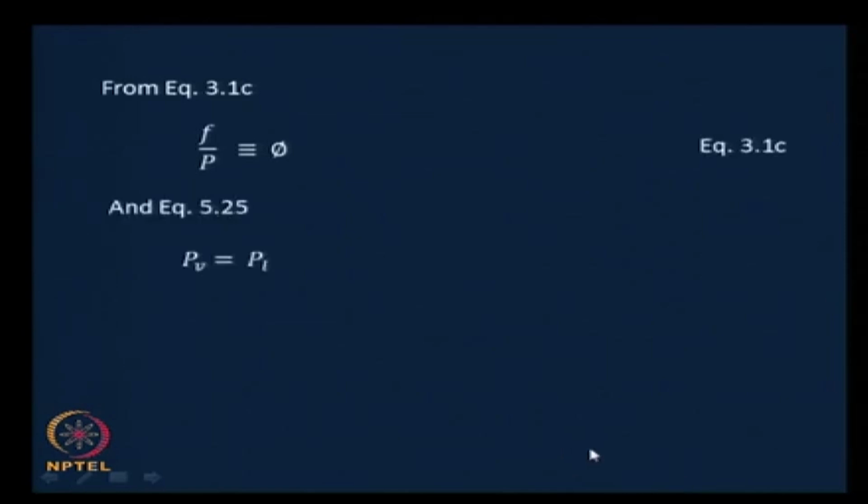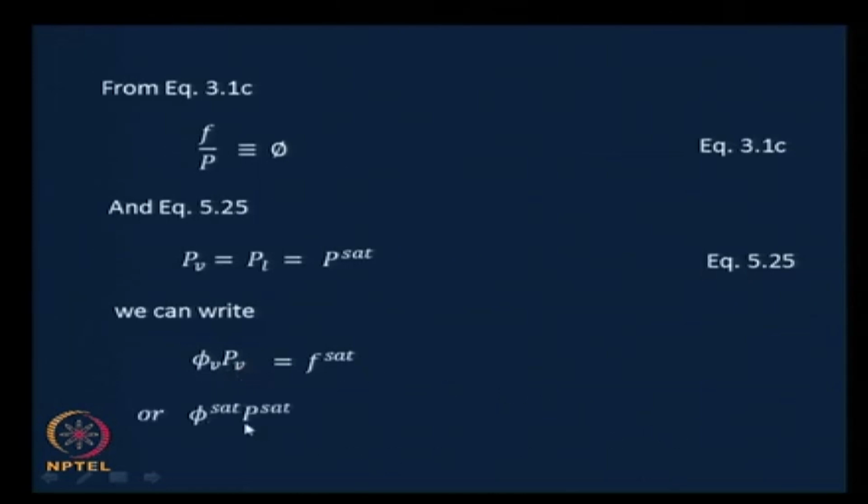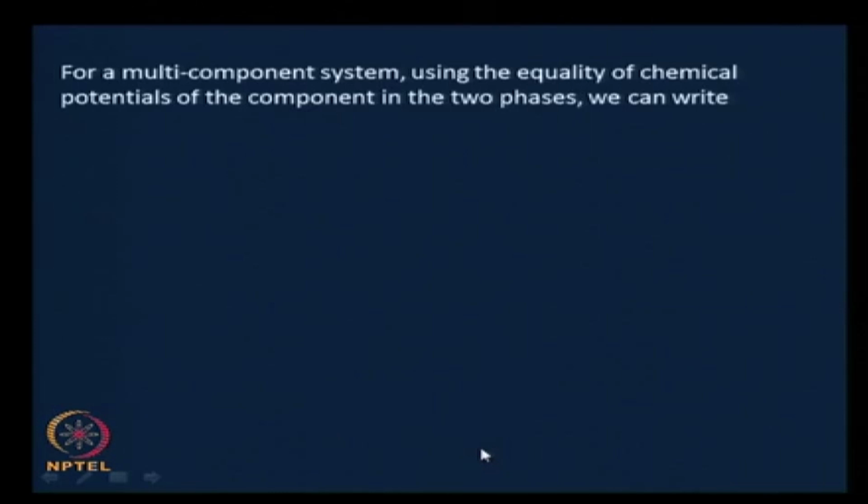And using the fugacity coefficient and the fact that the pressure would turn out to be the saturated pressure, we could write phi V, which is the fugacity coefficient of the pure component in the vapor phase, times P V equals F sat. Phi V is nothing but phi sat, and P V, as we said earlier, was P sat. This can be written as equal to F sat, and this was for a pure component: phi sat P sat equals F sat.